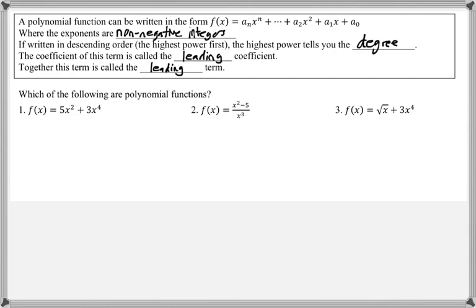So the questions ask which of the following are polynomial functions. The first one is, because we have 2 and 4, so those are both non-negative integers. 2 is a little bit tricky.